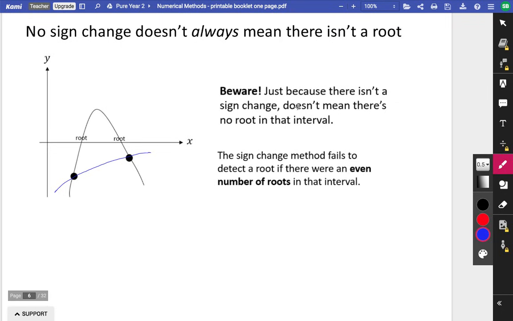So here I've just written that just because there's no change in sign, it doesn't mean that there's no root in that interval, and the sign change method fails to detect a root if there was an even number of roots in that interval. So here you've got two roots inside this interval, they're both negative, so that makes you think that there's no change in sign and that there are no roots, but there could actually have been two in there as well.